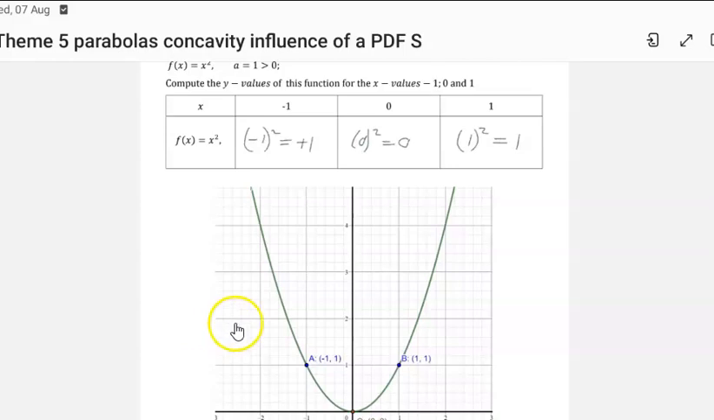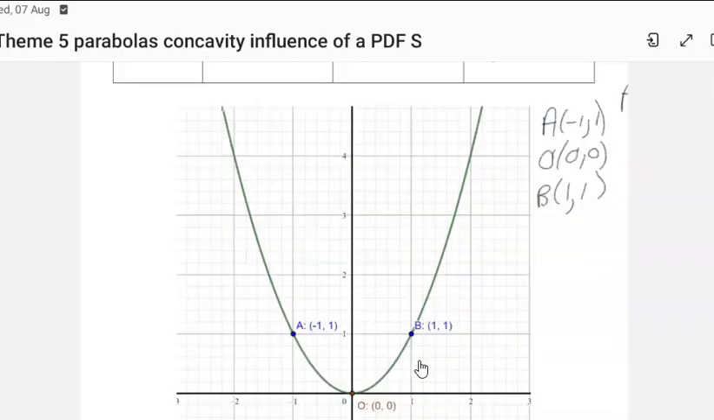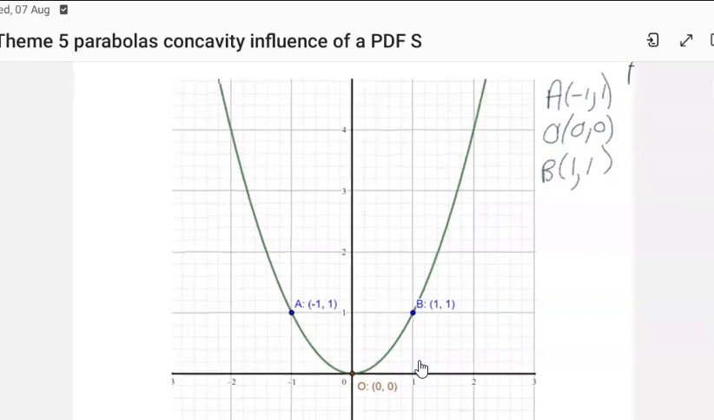Okay, and the point here in the middle, the 0, that's the origin. X is 0, y is 0. X is negative 1, y is plus 1. That is point A. X is 1, y is 1. That is point B. So this is our point A, this is our origin, and this is our point B. We can write down the coordinates: A (minus 1, 1), O (0, 0), and B (plus 1, plus 1). I like to call this my mother graph. So whenever you want to draw another parabola, you know at least this is how the shape should look like.